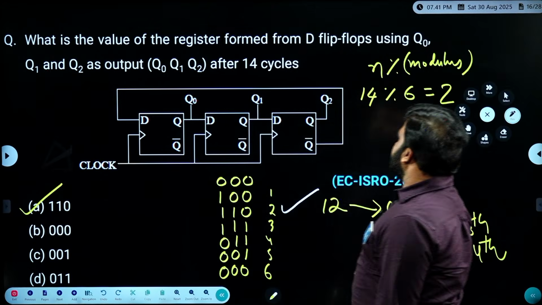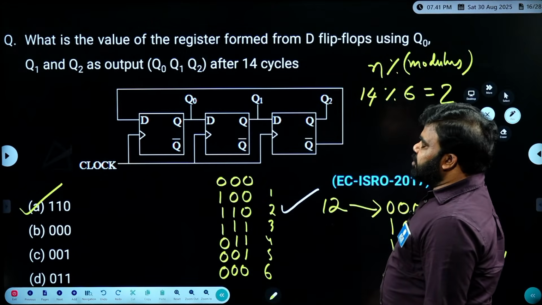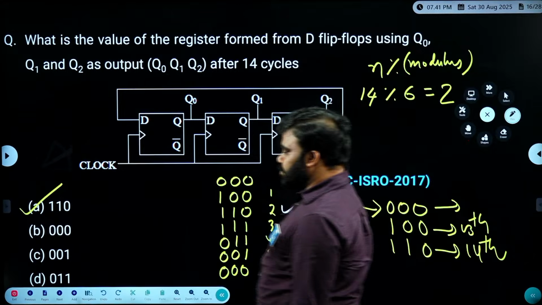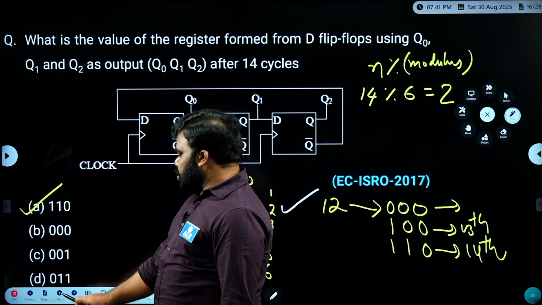So that is going to be the answer. It is answer A. Now, let us see the next question.